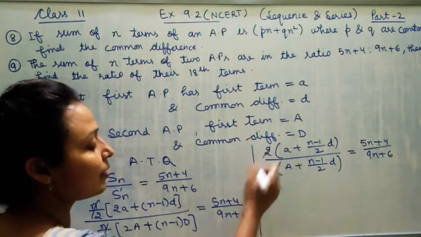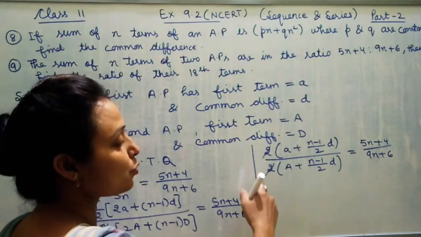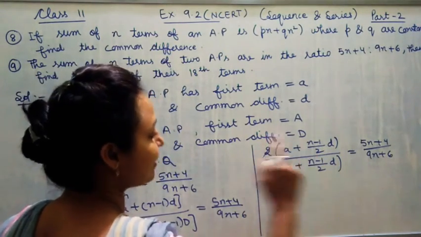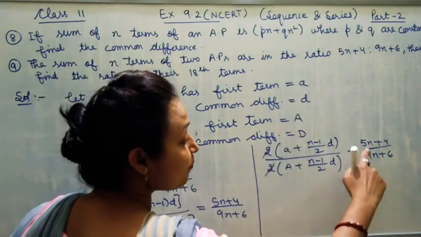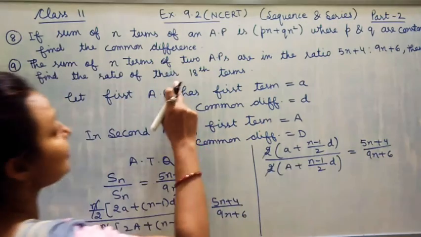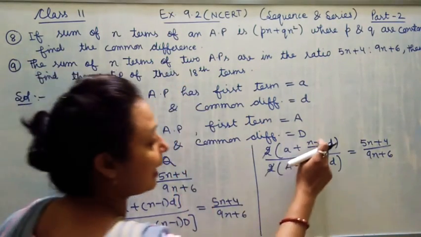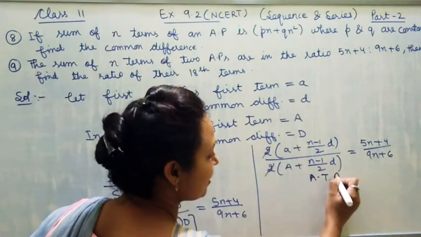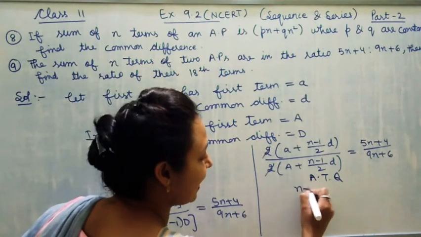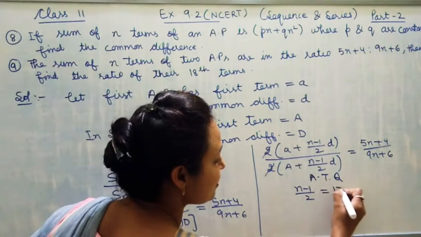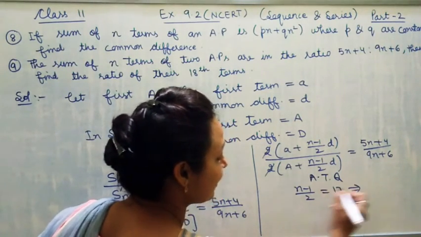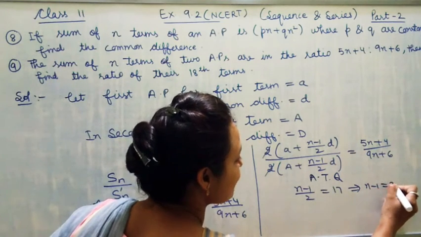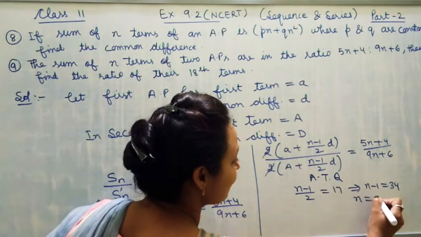So this 2 and 2 will cancel. Now I want the ratio of the 18th terms, so we should have 17 here. According to the question, we need (n minus 1) upon 2 equals 17. So what is the value of n? n minus 1 equals 34 and n equals 35.